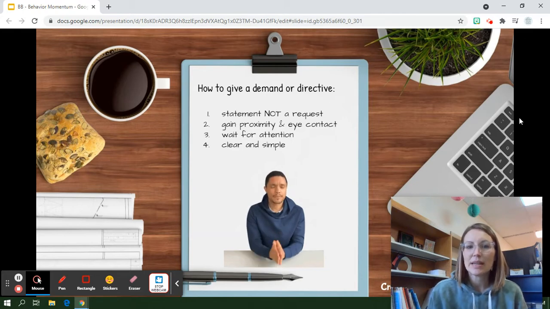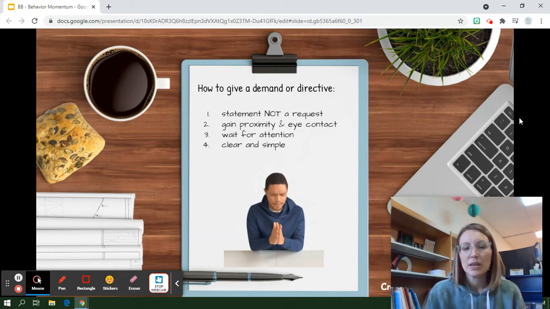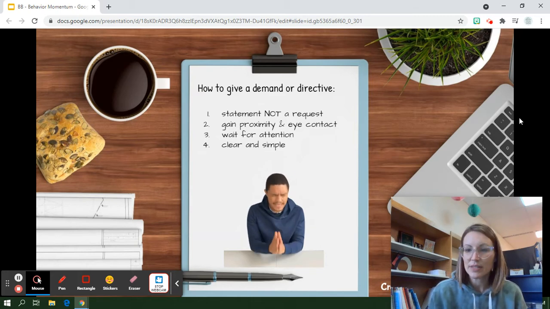The second one says to gain proximity and eye contact. When you are about to give directions to a student who is often non-compliant, it helps to gain proximity to them and get closer to them. It also helps to ensure that you have eye contact.